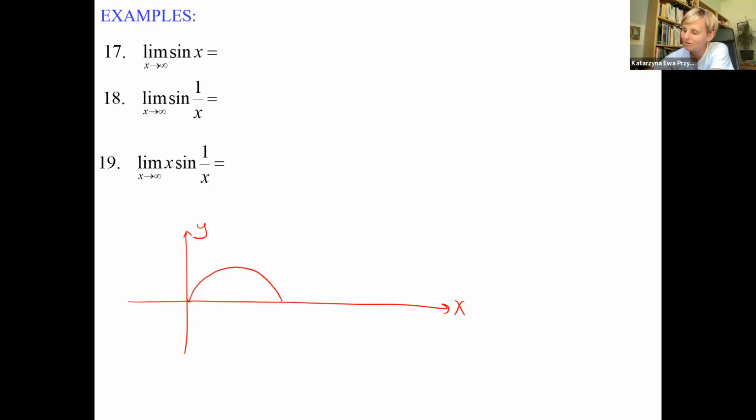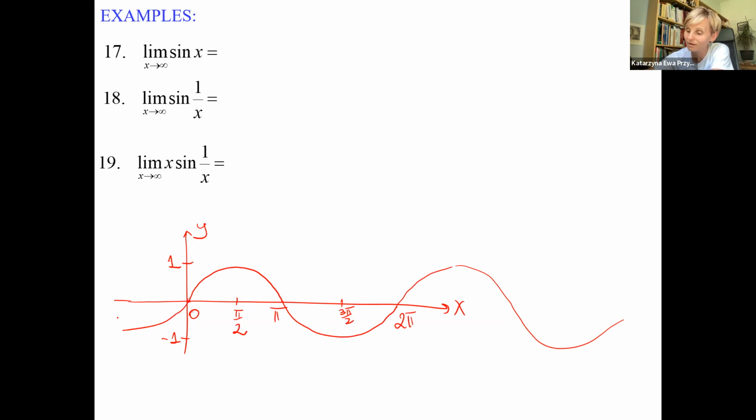The function sine for the period between 0 and 2 pi looks like this, but we know that this periodic function goes on and on. The maximum value is 1, the minimum value is -1. It's happening here and here and so on. We also have this direction. Okay, this is sine of x. Now the limit as x gets bigger and bigger in the positive direction: how does the function sine of x behave?